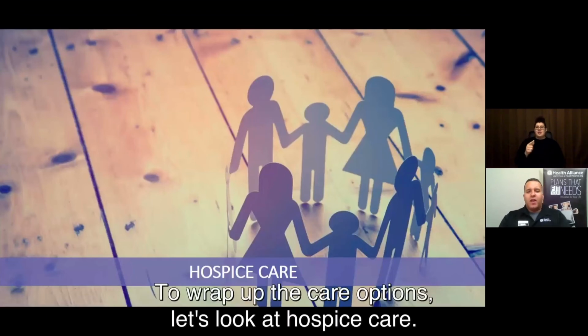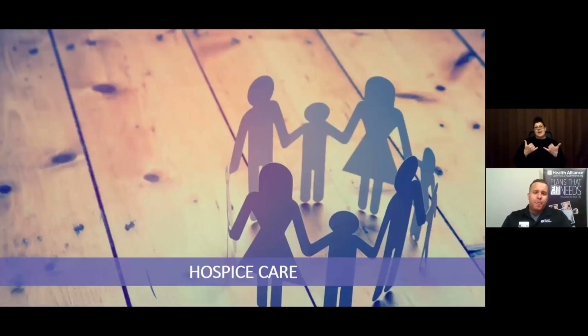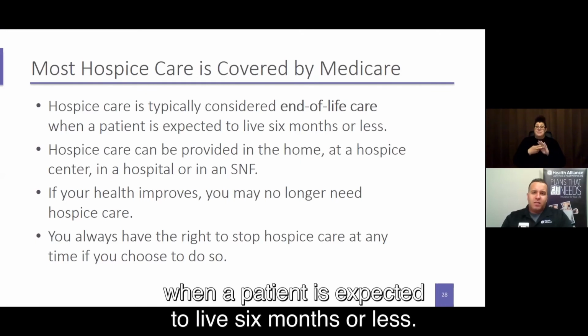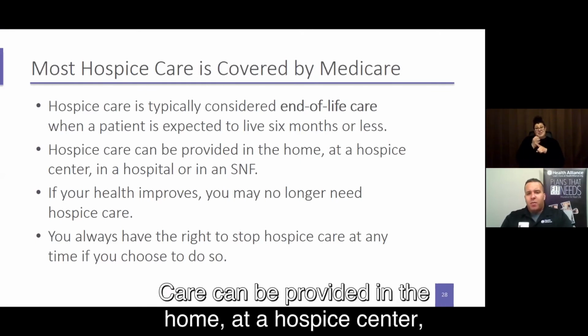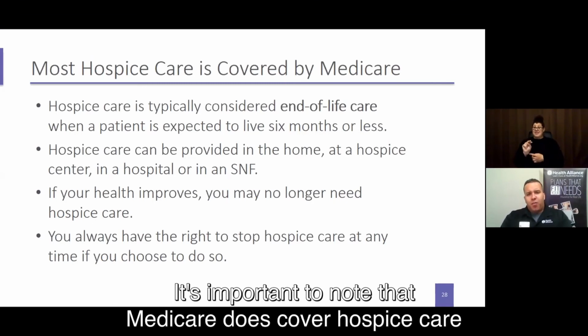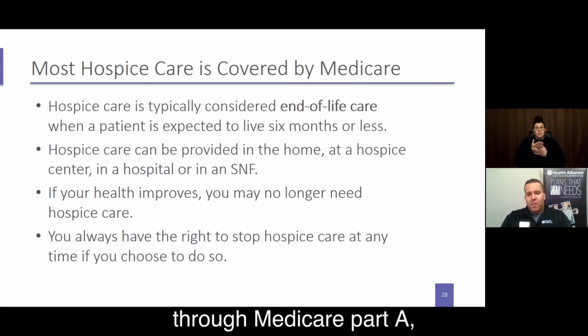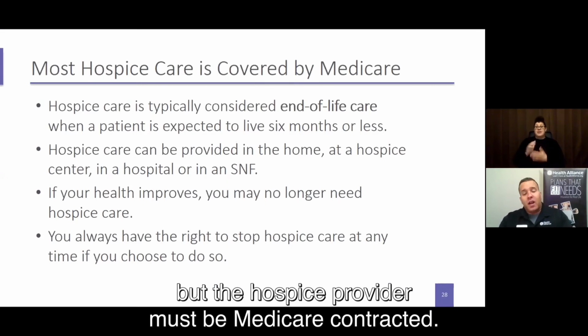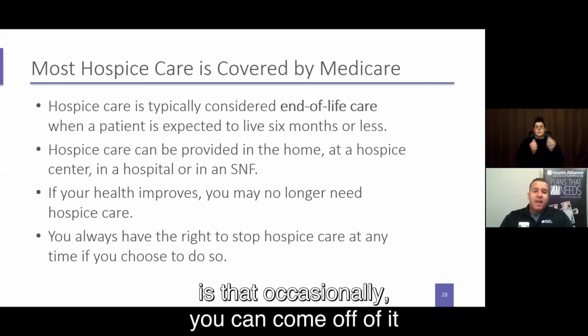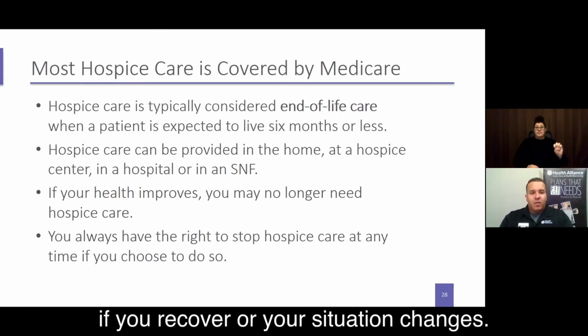To wrap up the care options, let's look at hospice care. Hospice care is typically considered end-of-life care when a patient is expected to live 6 months or less. Care can be provided in the home, at a hospice center, in a hospital, or even the skilled nursing facility. It's important to note that Medicare does cover hospice care through Medicare Part A, but the hospice provider must be Medicare contracted. One positive note about hospice care is that occasionally you can come off of it if you recover or your situation changes.